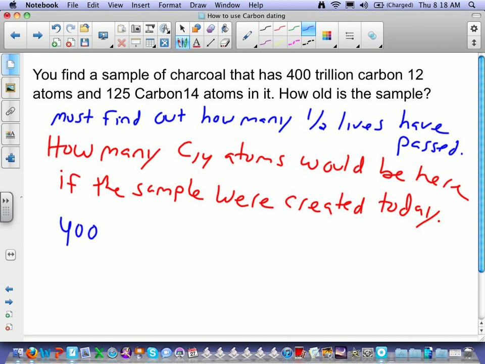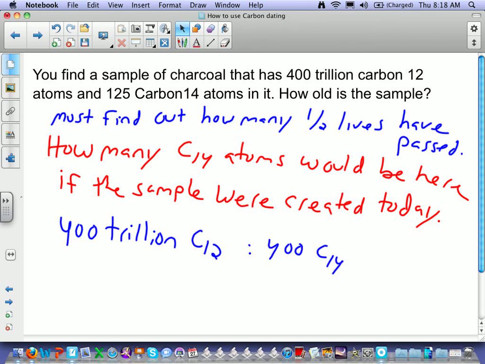Because carbon-12 is a stable molecule. It does not break down. So if there were 400 trillion carbon-12 atoms, how many carbon-14 would there be? 400 carbon-14. So there'd be 400 carbon-14, but we don't have that many. We have 125 carbon-14.